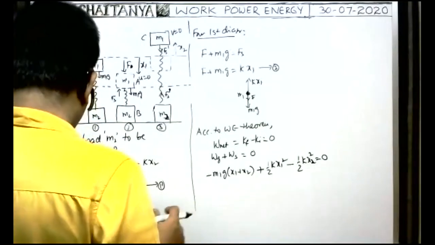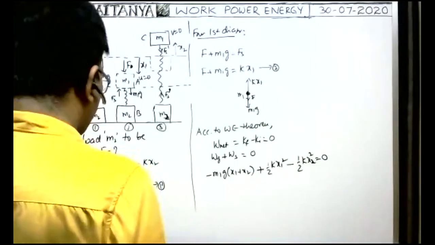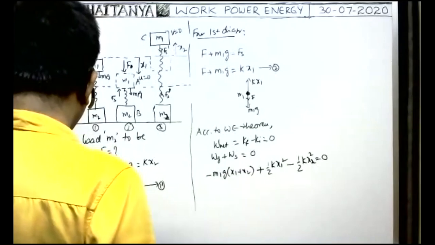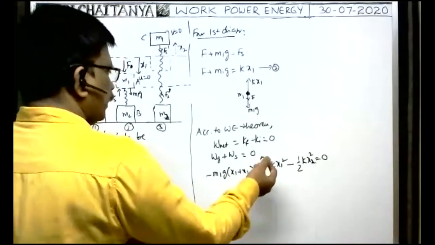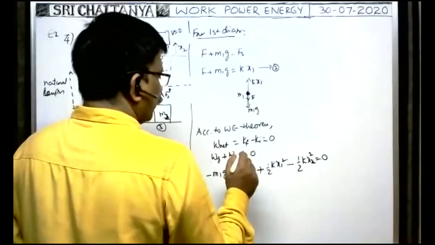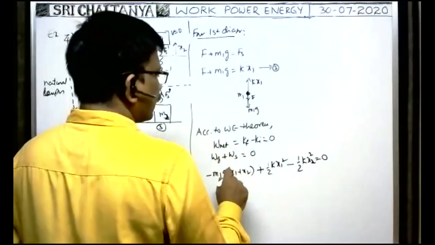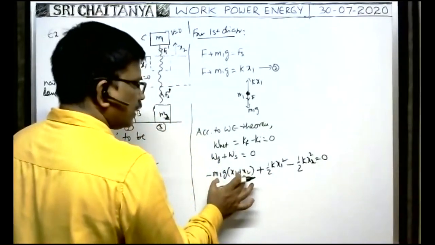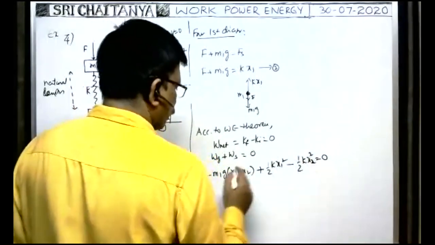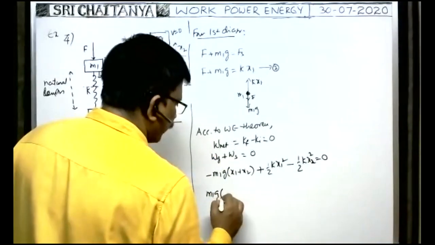Now from this formula, m1 g into x1 plus x2 is equal to the spring terms. From this we have to eliminate x1 and x2. You bring this m1 g into x1 plus x2 to the right, then you will get plus m1 g into x1 plus x2.